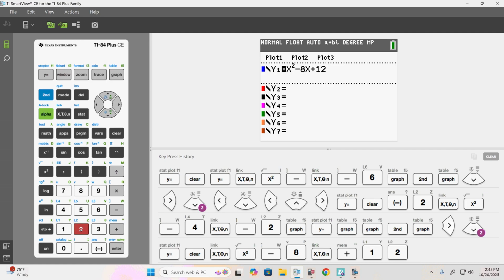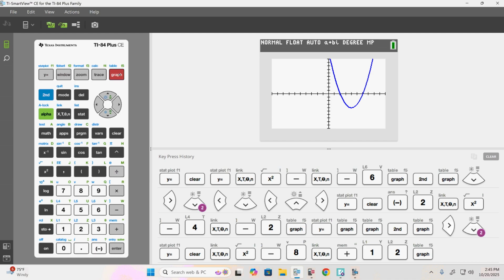Were we able to get this typed in? What are we going to hit next? We're going to hit graph. And as we look at this graph here, it crosses the x-axis how many times? Twice. And it's on the positive side. It's to the right side of the y-axis, not left. So that means both of those values of x should be positive.